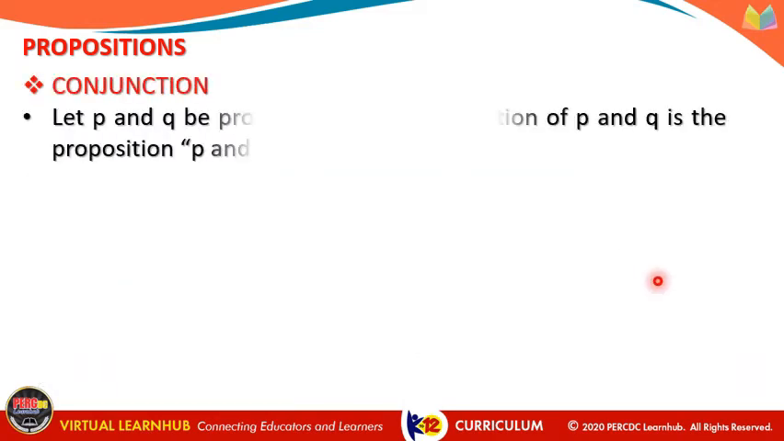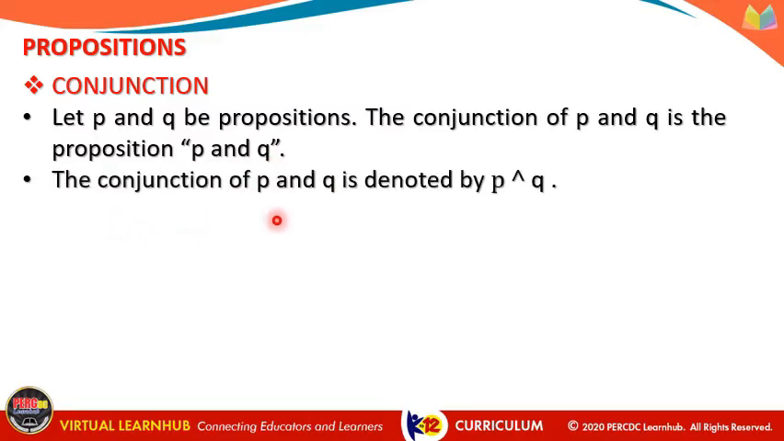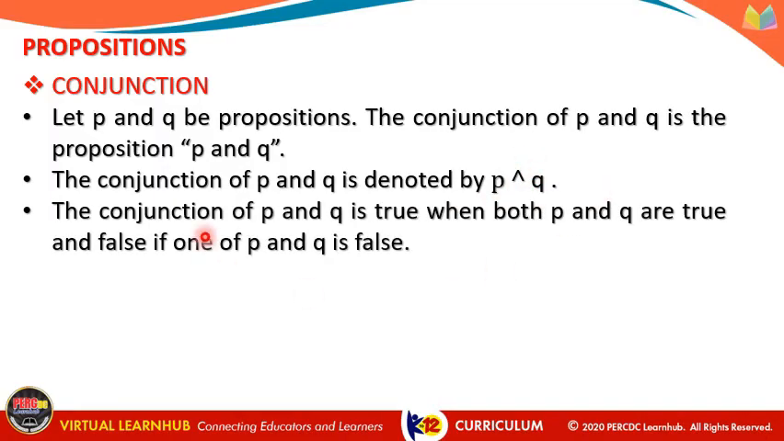Next, we have conjunction. Now, let P and Q be propositions. The conjunction of P and Q is the proposition P and Q. The conjunction of P and Q can be denoted by this symbolic illustration: P, and then the symbol for conjunction, and then Q. The conjunction of P and Q is true when both P and Q are true, and it is false if one of P and Q is false.